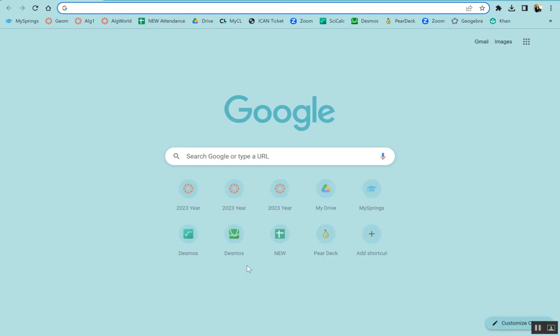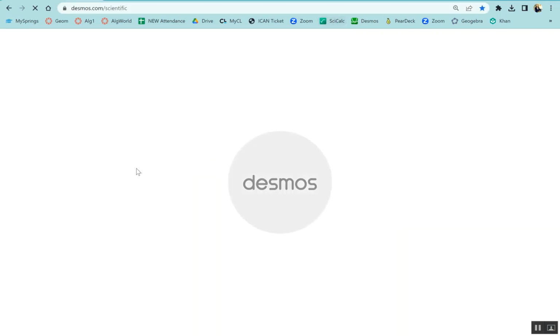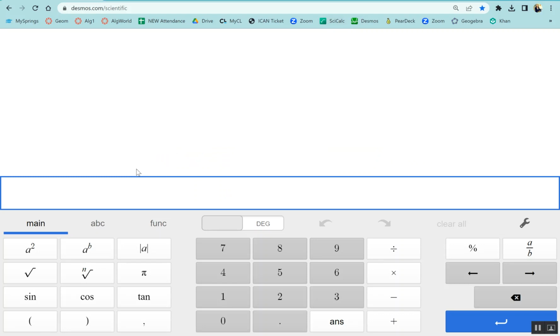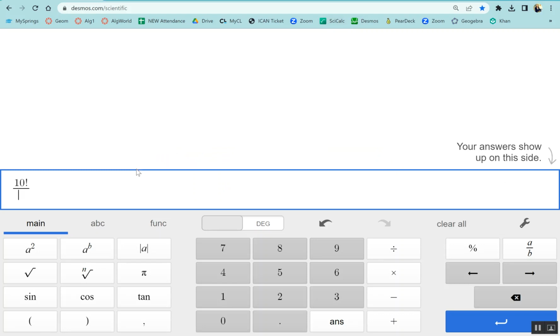So let's see if it's not too big. If you do 10 factorial divided by 6 factorial, that one it can handle. That's not too bad. You can plug it in that way.